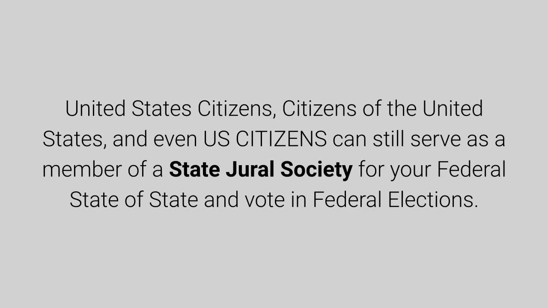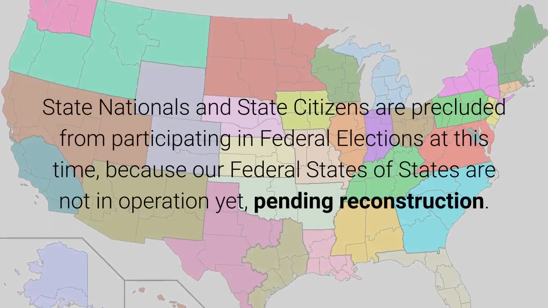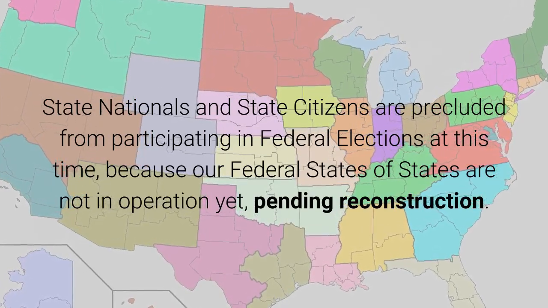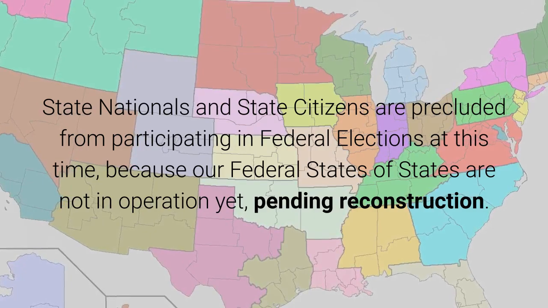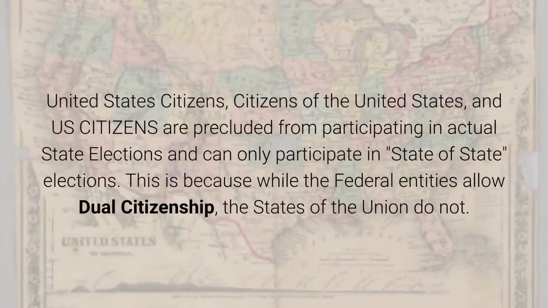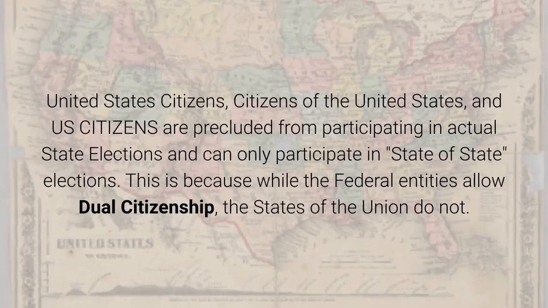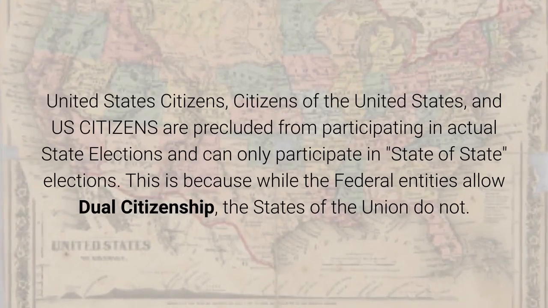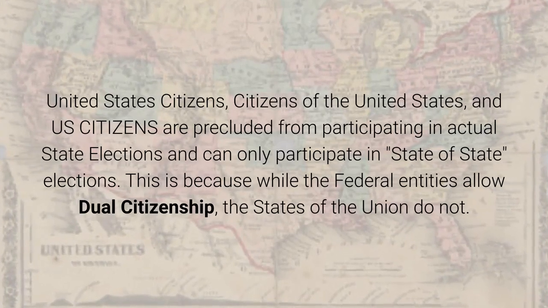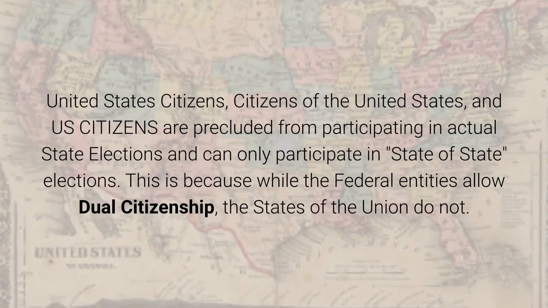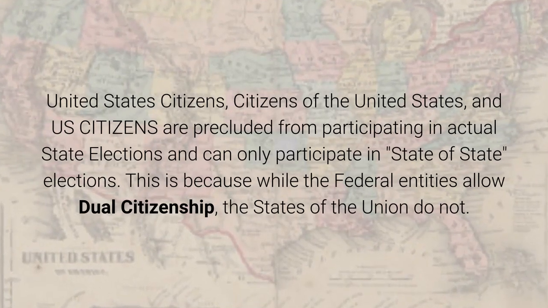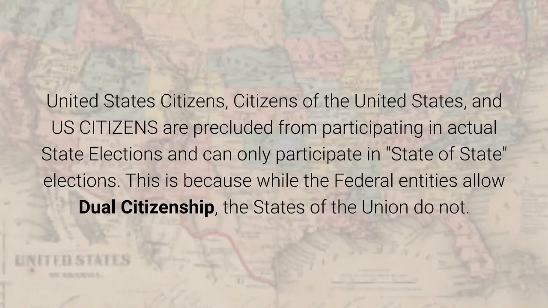in federal elections. State nationals and state citizens are precluded from participating in federal elections at this time, because our federal states of states are not in operation yet, pending reconstruction. United States citizens, citizens of the United States, and U.S. citizens are precluded from participating in actual state elections and can only participate in state-of-state elections. This is because while the federal entities allow dual citizenship, the states of the Union do not.